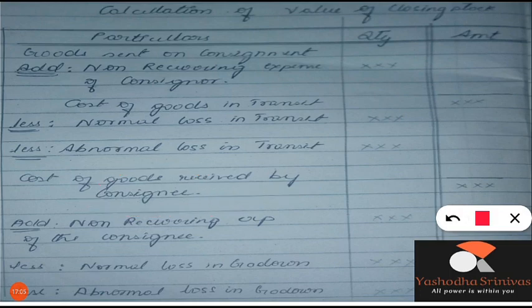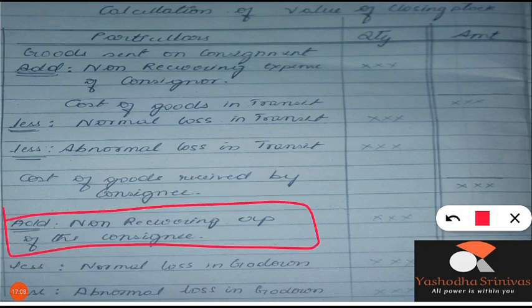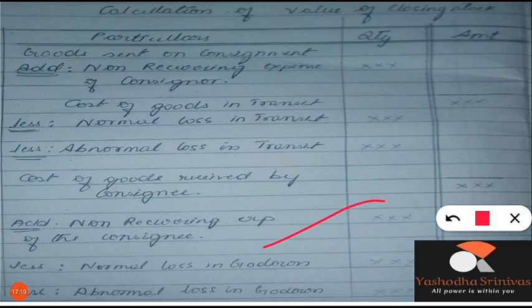In the hands of the consignee, what are all the things? Add the non-recurring expenses of the consignee. What are all the non-recurring expenses? Non-recurring means one-time expenses of the consignee, which we should add, not the recurring expenses here. Less: normal loss in godown.